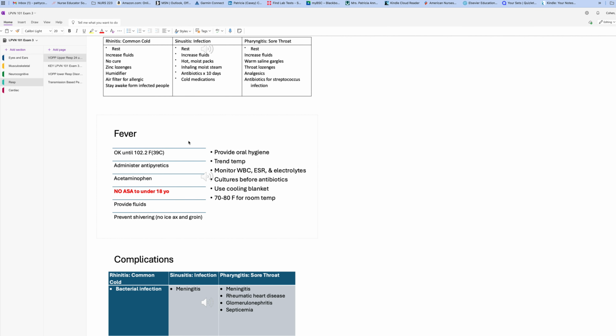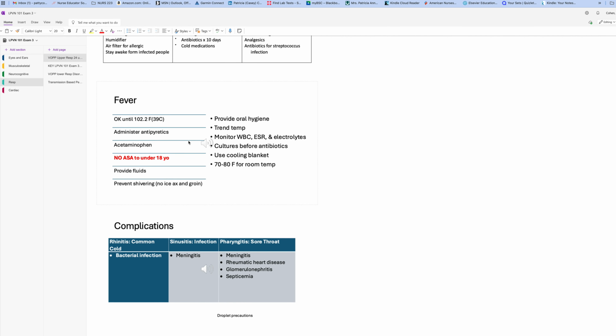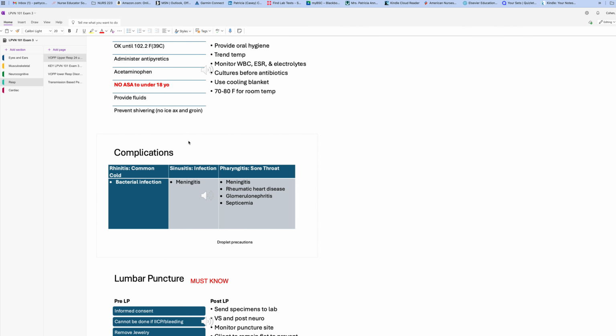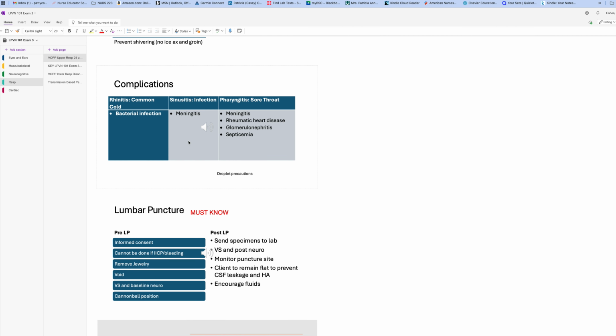So fever, I think you know what to do for a fever by now, right? Complications: meningitis. Bacterial infection can cause meningitis. It can cause glomerulonephritis and septicemia. They need to be on droplet precautions if they have meningitis, okay? And they'll do an LP, okay?